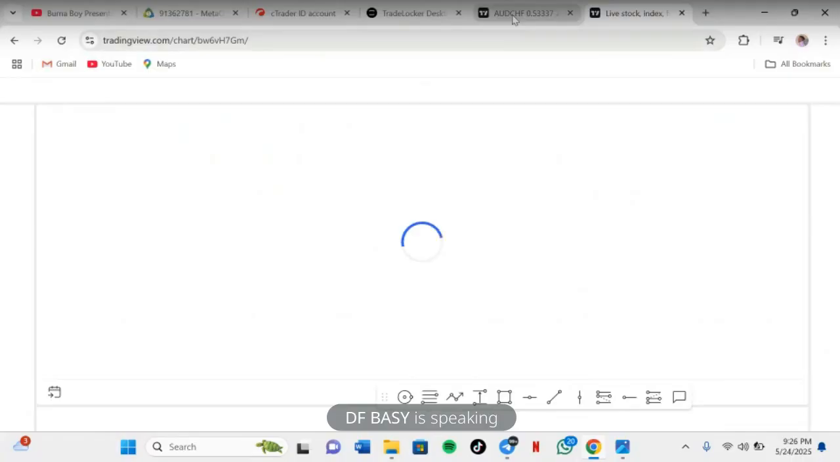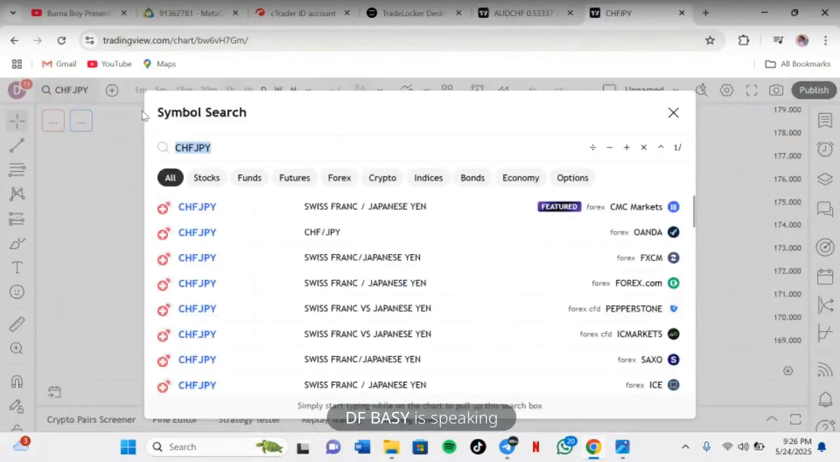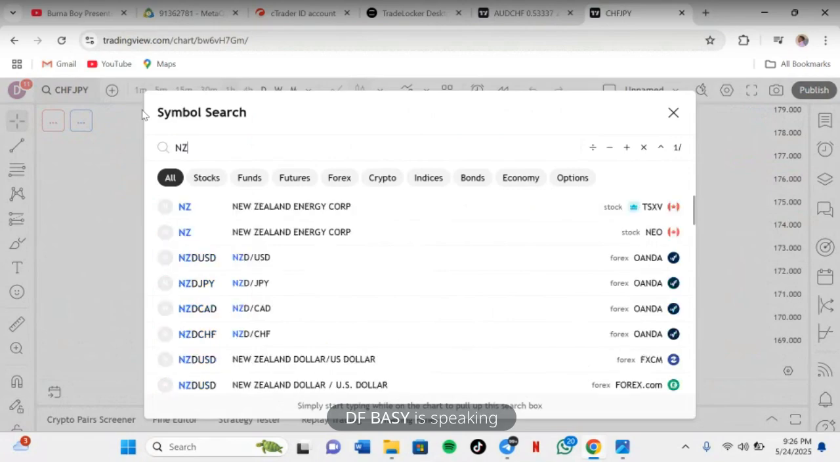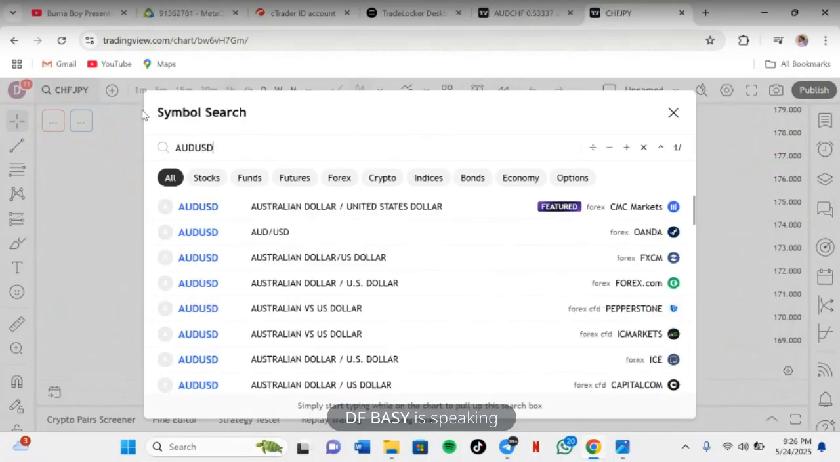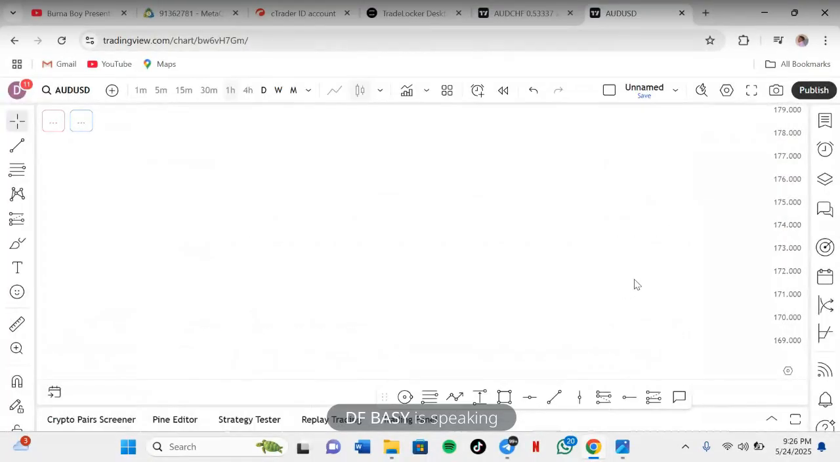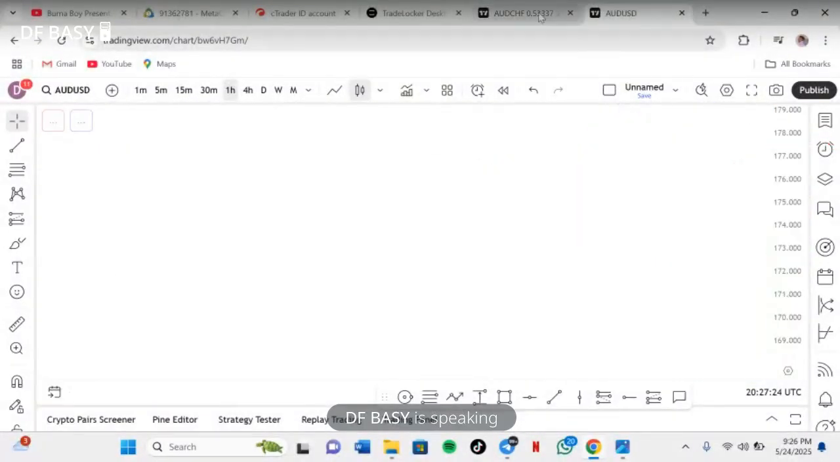This is loading. Okay. So was it AUD USD? I think it was AUD USD. The network is not allowing my charts to load as quickly as they should.